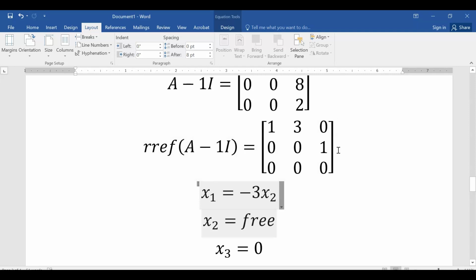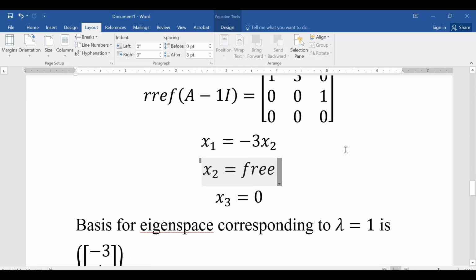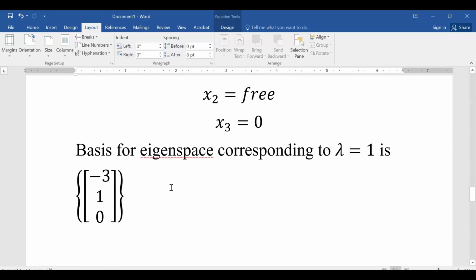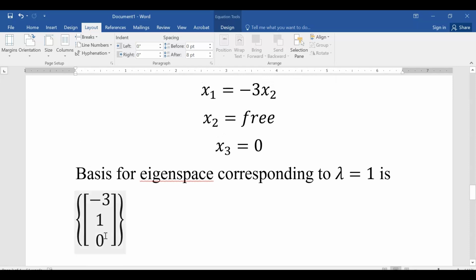So x1 is equal to negative 3x2. x2 is my free variable here. And then x3 would have to be 0. Now, what that means, since we only had one free variable, is that we're going to have one vector in the basis for the eigenspace.